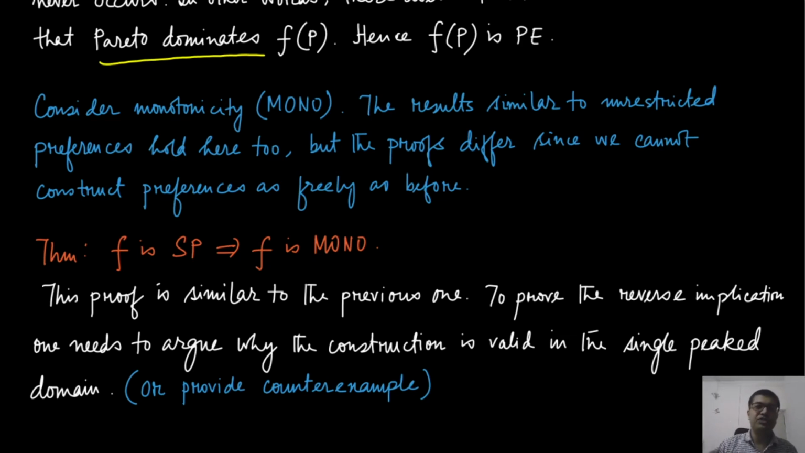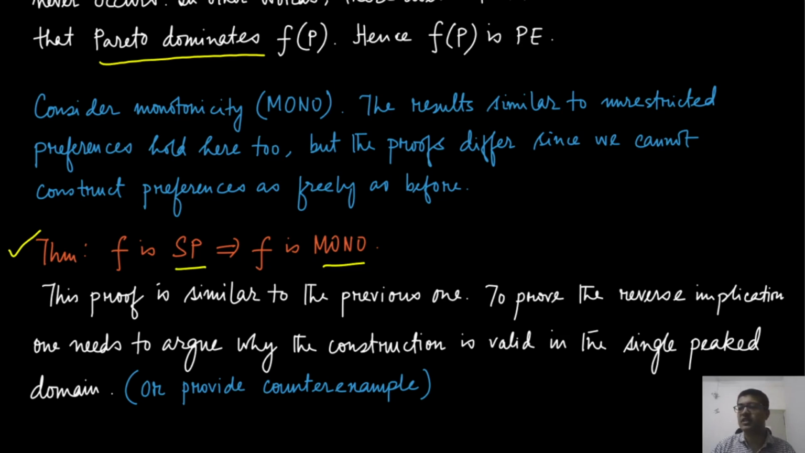Now we'll have to prove some of the results that we saw for the unrestricted domain before we brought in single-peakedness. This needs to be proved afresh, because those results were proved using certain constructions, and we have to be careful that those constructions are carried forward in the context of single-peakedness. One result that was true even in the general, unrestricted domain says that if you have a social choice function which is strategy-proof, it must be monotone.